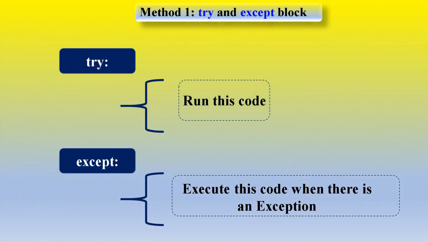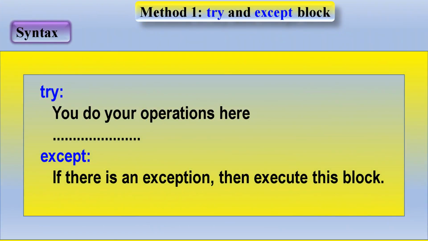Here, you can see the format. The try except block runs specified code and executes alternate code if an exception occurs. The syntax of the try except statement is: try: you do your operations here; except: if there is an exception, then execute this block.